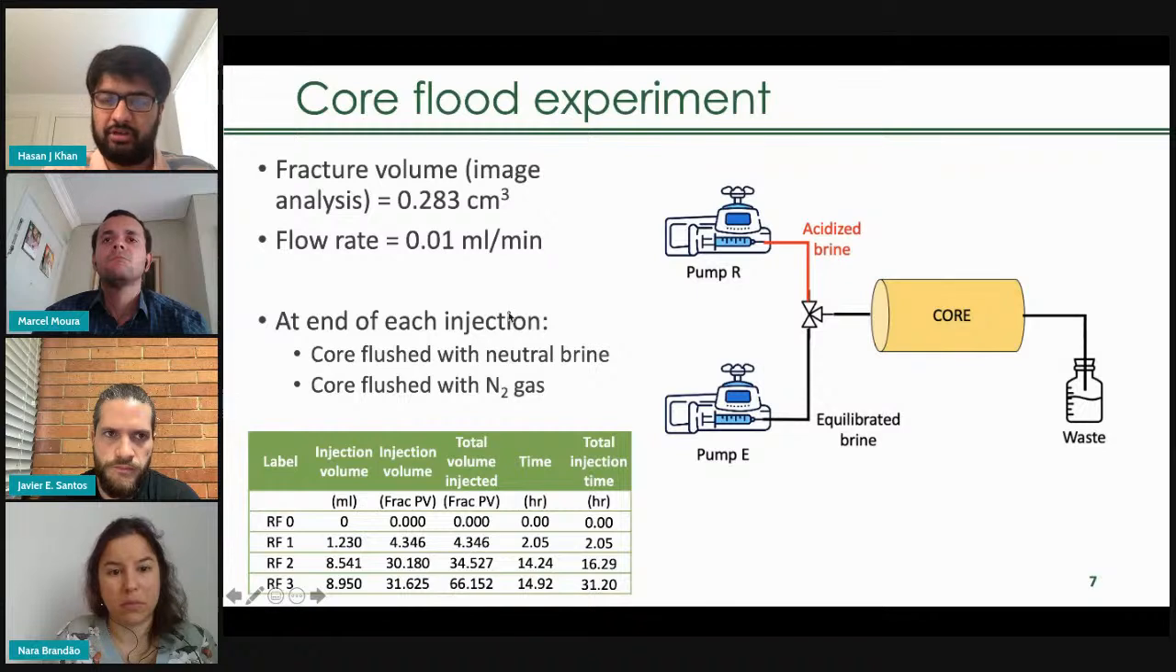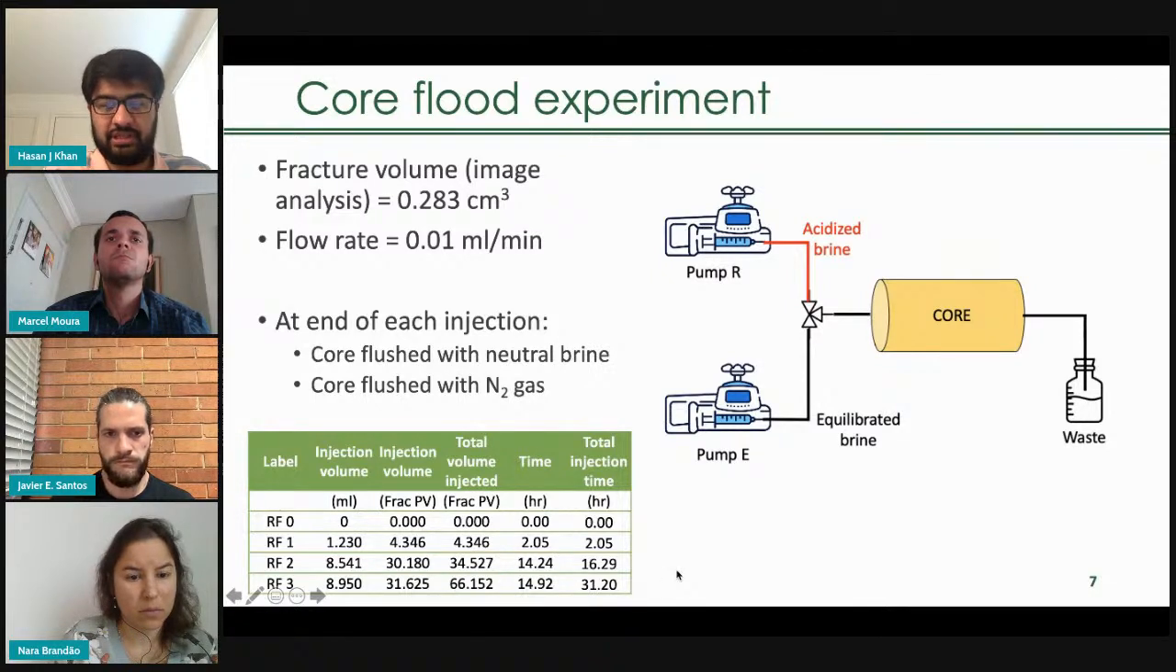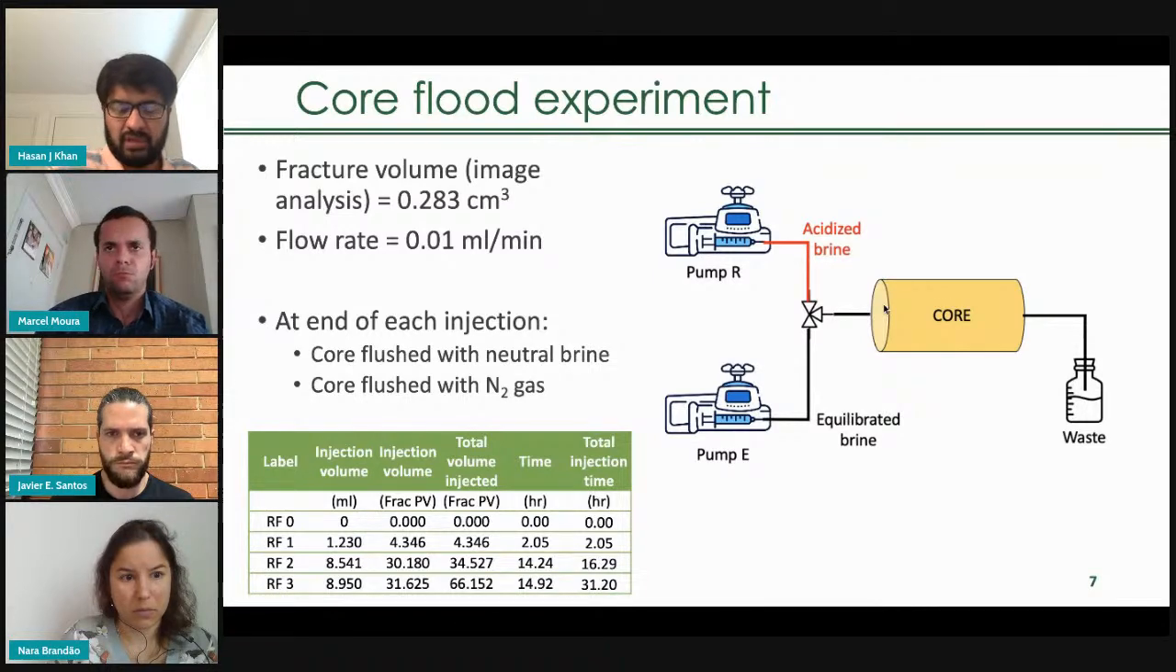Once we're fairly confident of that, we flush out the sample with nitrogen gas and take the sample to the micro CT scanner for scanning. And so the total flooding time we have selected is 32 hours, and we have broken it down into 3 time steps. The reason behind that is this way, we will have 3 different CT maps at different time steps, so that we can see how the fracture evolves over time.